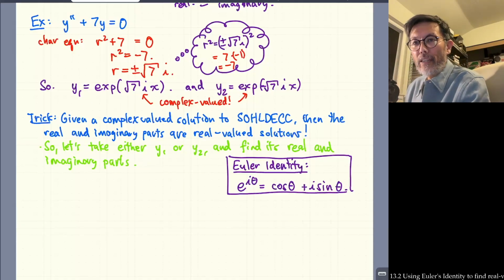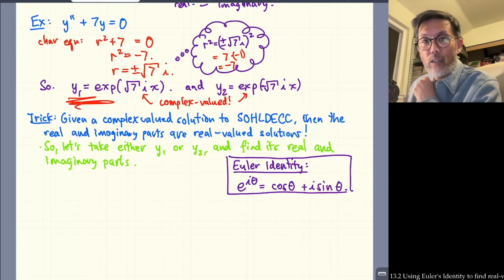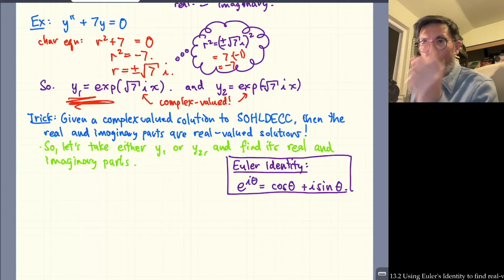How can we bring that to bear to breaking down this guy right here? y1 equals e to the x times square root of 7 i x. How can we use Euler's identity to break that down into its real and imaginary parts? I'm going to show you.